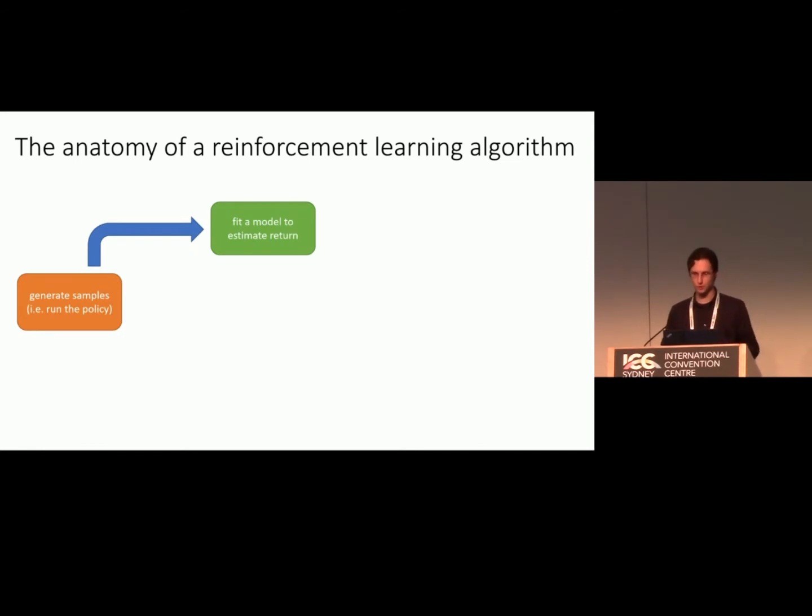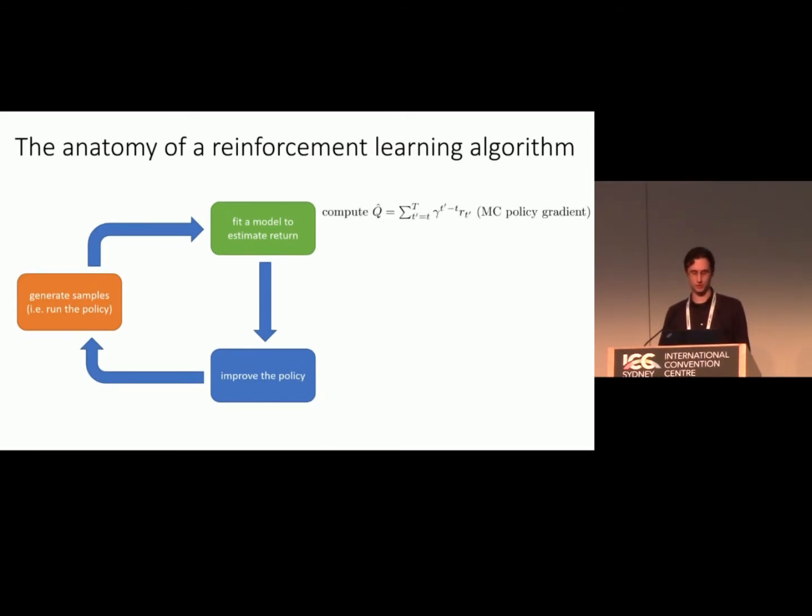Then what you want to do is take those samples and analyze them in some way to fit some sort of model or estimator of how well you're doing. This model or estimator might be very simple or it might be very complex depending on which algorithm you're using. And then once you have that estimator, you can use it to improve your policy. So pretty much any reinforcement learning algorithm will have these three steps: generating samples, fitting some kind of model or estimator, and then using that model or estimator to improve your policy. Sometimes these steps can be very complex, or sometimes they can be very simple.